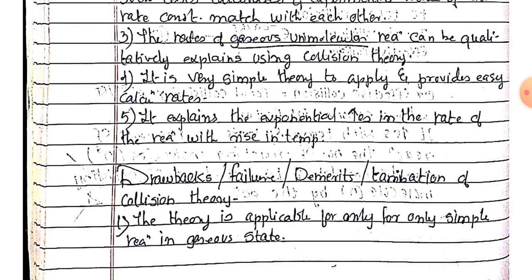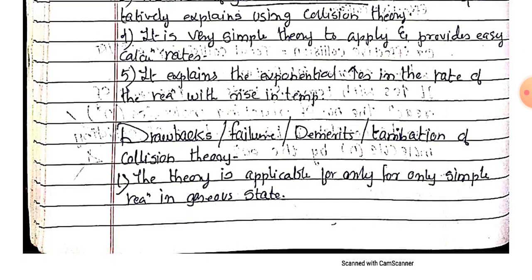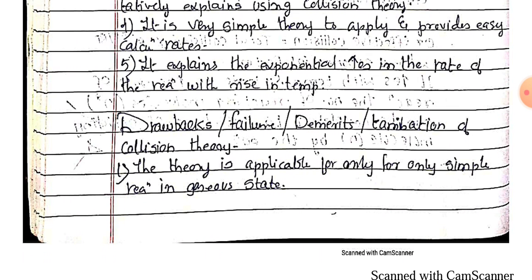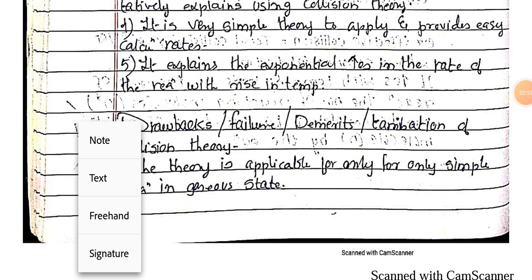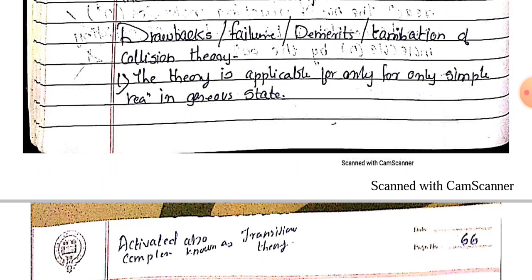Next, gaseous unimolecular reactions are effectively explained using the collision theory. The rate of the unimolecular reaction is effectively explained using the collision theory. It is a very simple theory to apply and provides easy calculation of rates, and it explains the experimental increase in the rate of the reaction with the rise in temperature.